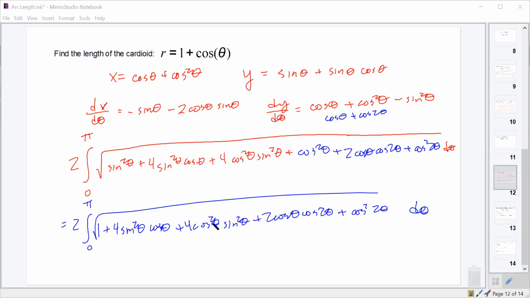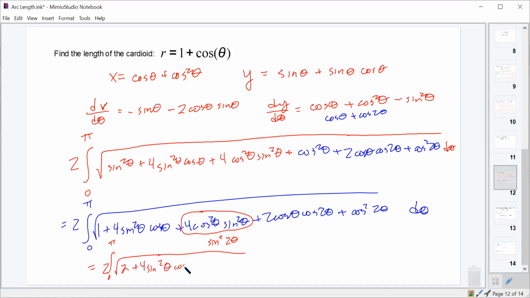That's like having 2 cosine theta sine theta and another 2 cosine theta sine theta. Yeah, it is. What's that? Sine of 2 theta. And that'd be sine of 2 theta times sine of 2 theta, so sine squared 2 theta. So that'll cancel with this. So this will now make this 2 times the integral from 0 to pi of 2 plus 4 sine squared theta cosine theta plus 2 cosine theta cosine 2 theta d theta. Anybody see a good way to deal with that one?